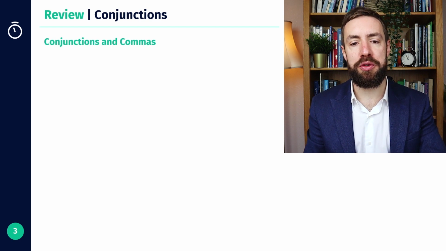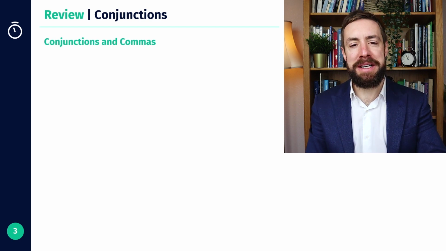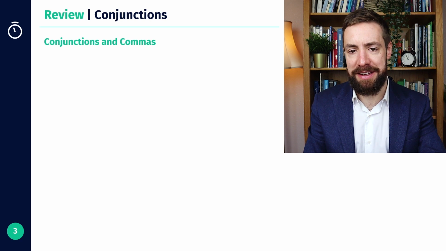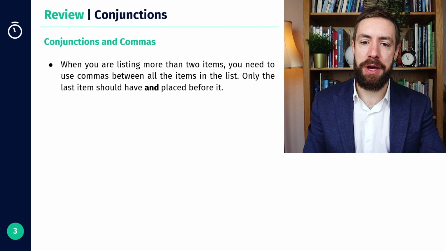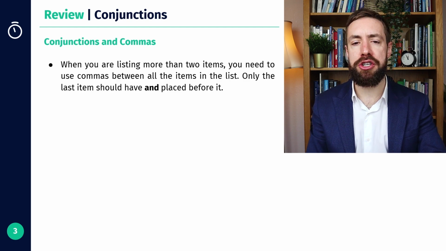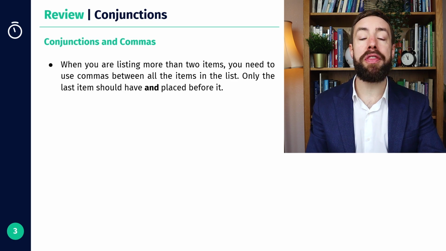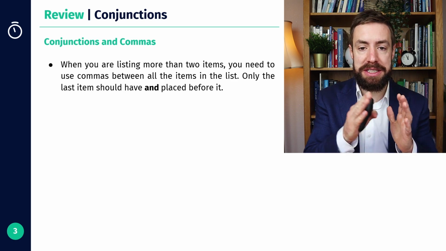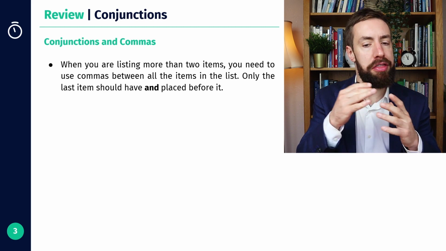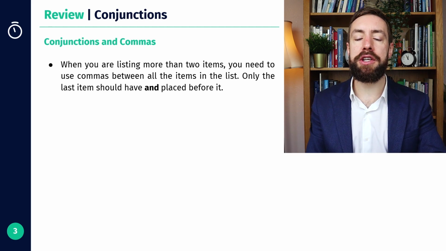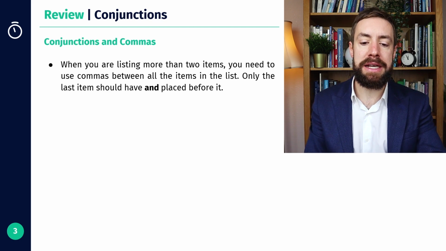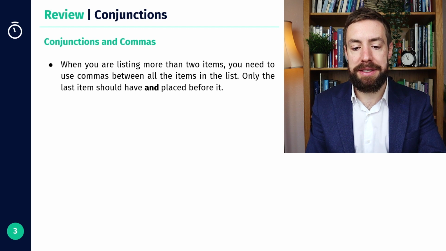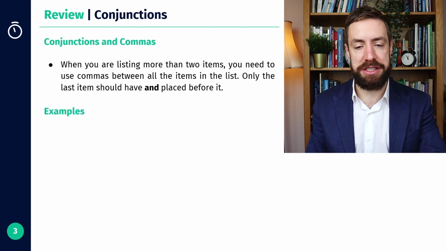Then we move on to looking at commas. Now, this is a common mistake that people make. So let's take a little look and make sure that we avoid this mistake. So when you're listing more than two items, you're making a list in your sentence, and there are 3 or 4 or 5 things, you need to use commas between all of the different items on the list. Only the last item should have the "and" placed before it.